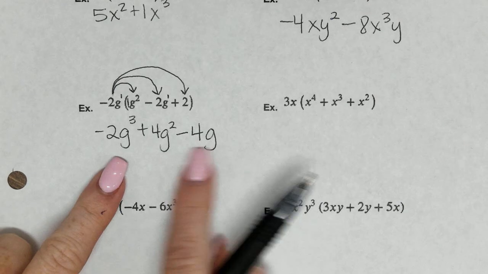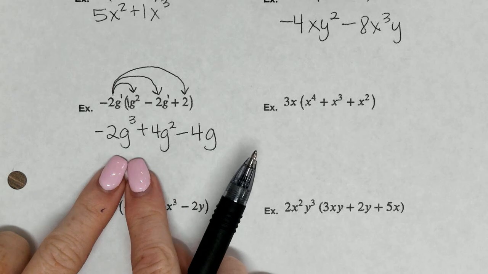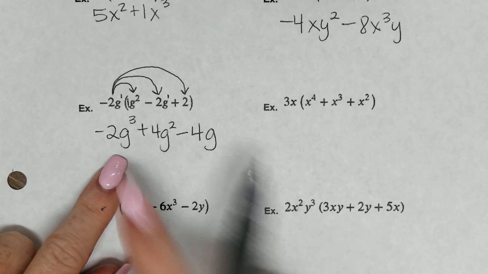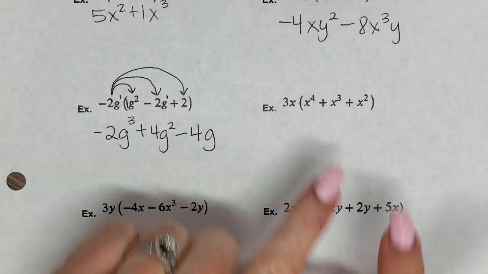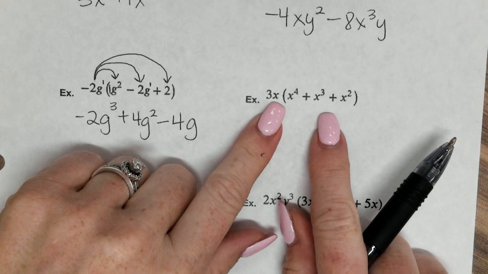Can I combine any of these? Why not? Because they don't have the same exponent. I can multiply anything, but I can only add or subtract when they are the same variable with the same exponent. Okay? Would y'all like to try this one on your own? All right, go.